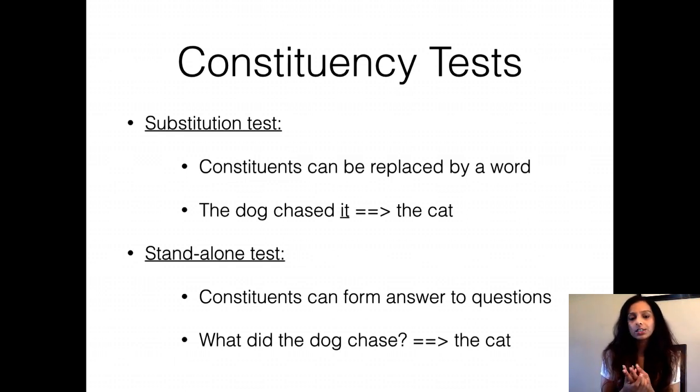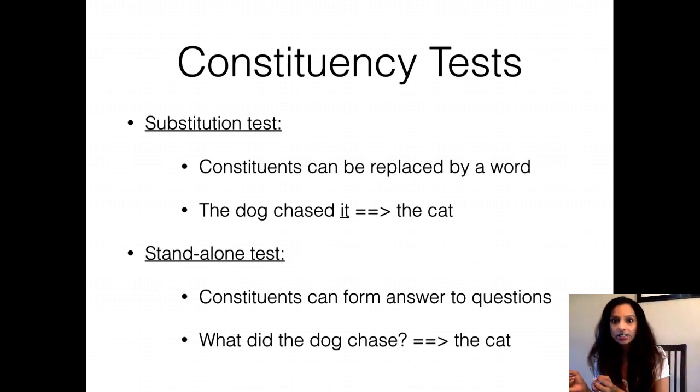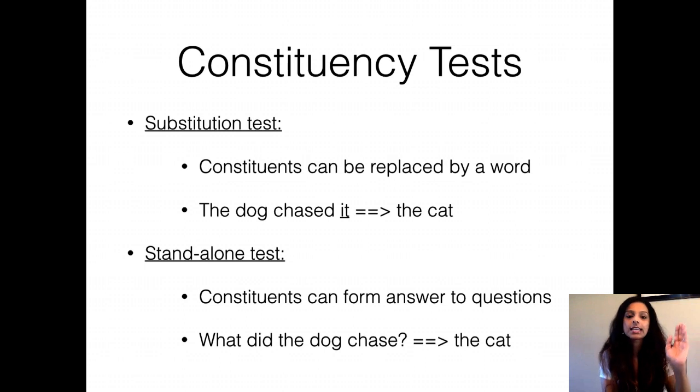That's a substitution test. You can also say it chased it to mean the dog chased the cat, right? So you can substitute different pronouns for different things in the sentence. In this case, the dog is the subject, the cat is the object, and therefore you can have two different pronouns substituting two different nouns within the sentence.